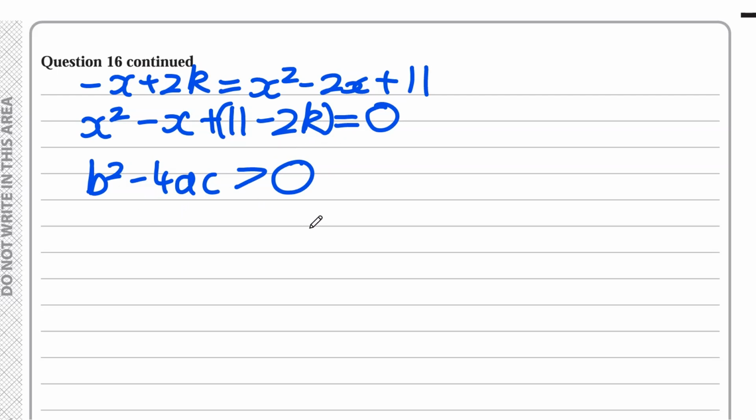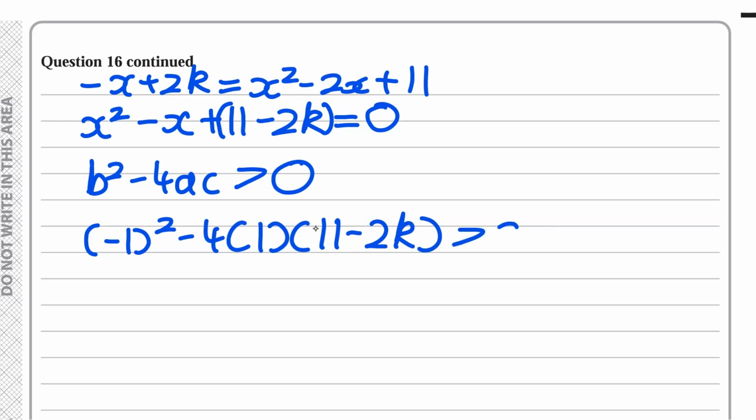So if we sub these values in, it's going to be minus 1 squared minus 4, and then a is 1, and then c, which is 11 minus 2k, and this is bigger than 0. Let's rearrange this in order to make k the subject. So minus 1 squared is 1. Then we have minus 4 times 1, so minus 4 times 11 is going to be minus 44, and minus 4 times minus 2k is going to be plus 8k, and this is bigger than 0.